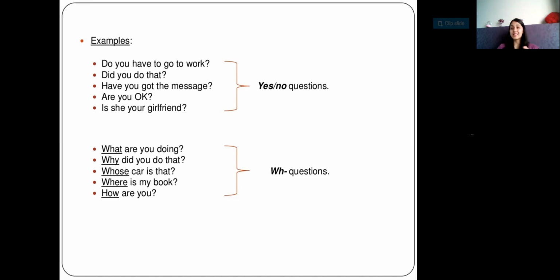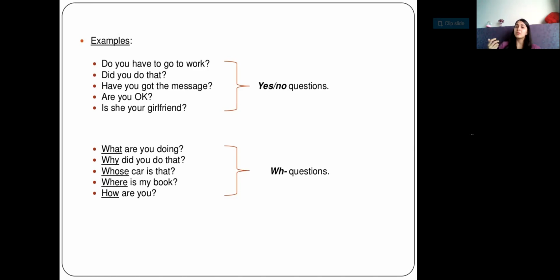Whose car is that? You have to explain. You cannot say just a word, yes or no. You have to say, okay, that car belongs to my neighbor, maybe her name is this or that, or it belongs to her father, one of my friends, brother, etc.